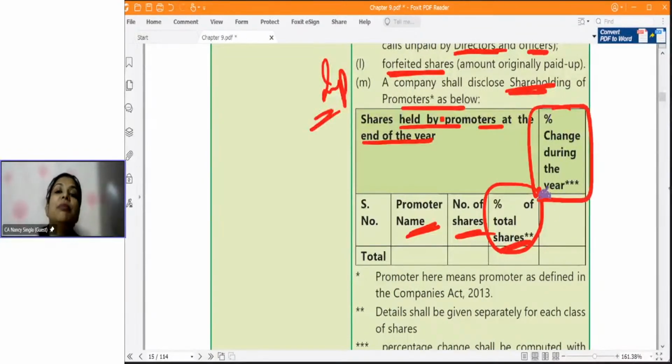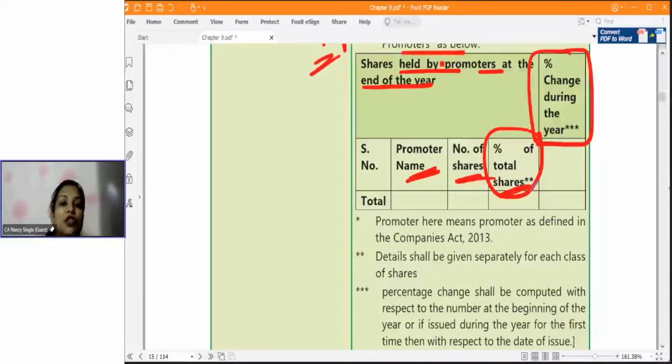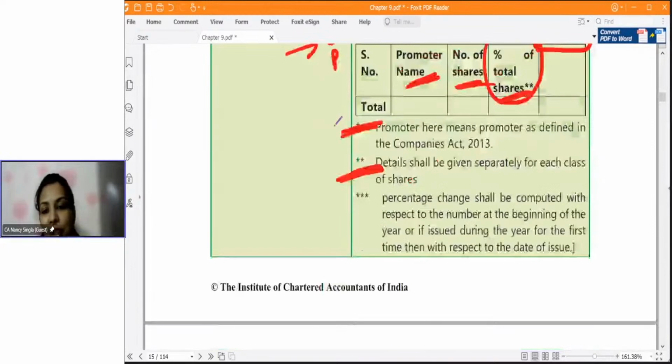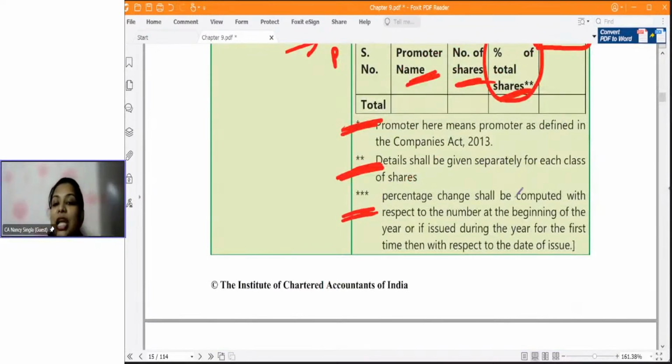And in case of any percentage change during the year, say at the start a shareholder has 5%, now it has increased to 10%, then what is the percentage change in such shareholding pattern, that is to be given. For promoters, the definition given in Companies Act 2013 is to be considered. Details with respect to each class of shares are to be mentioned. If someone has equity as well as preference, then separate information for each class. Percentage change shall be computed with respect to the number at the beginning of the year.